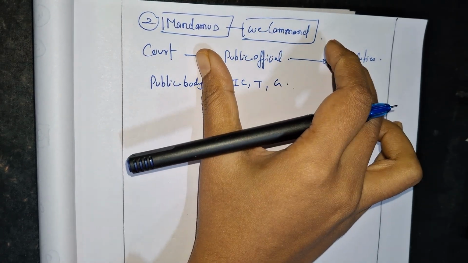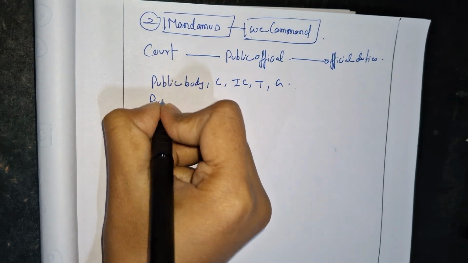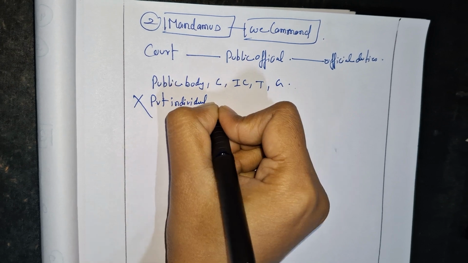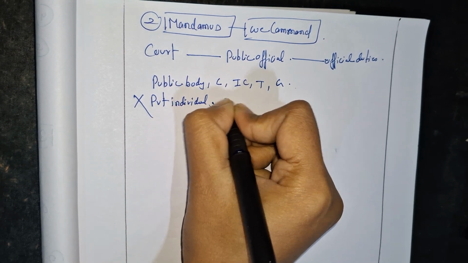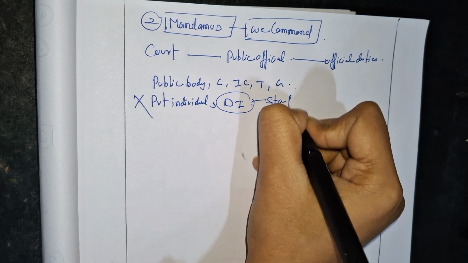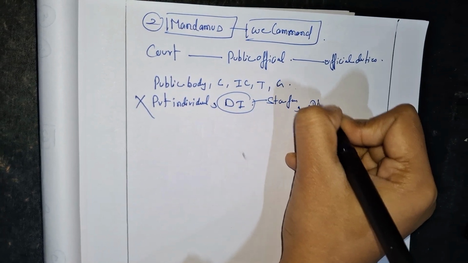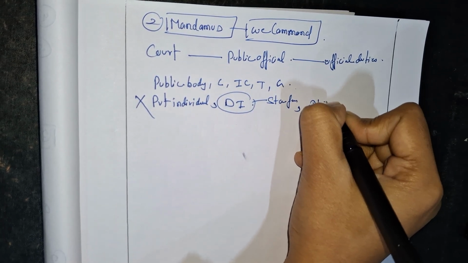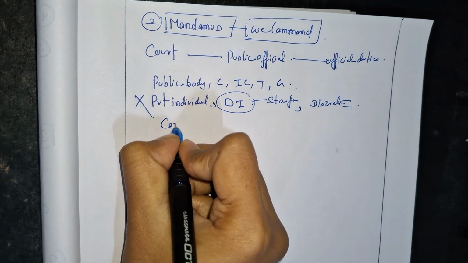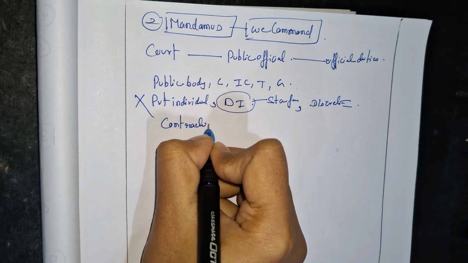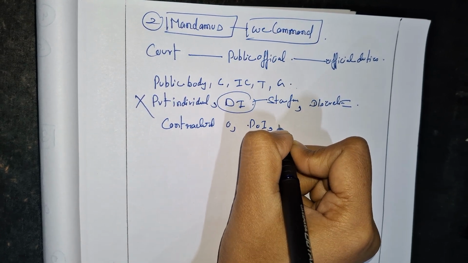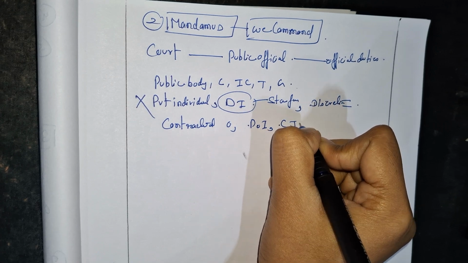But this writ cannot be issued against any private individual or body, to enforce a departmental instruction that does not possess a statutory force, when the duty is discretionary and not mandatory, to enforce contractual obligation, against the President of India or a state governor, or against the Chief Justice of a High Court.